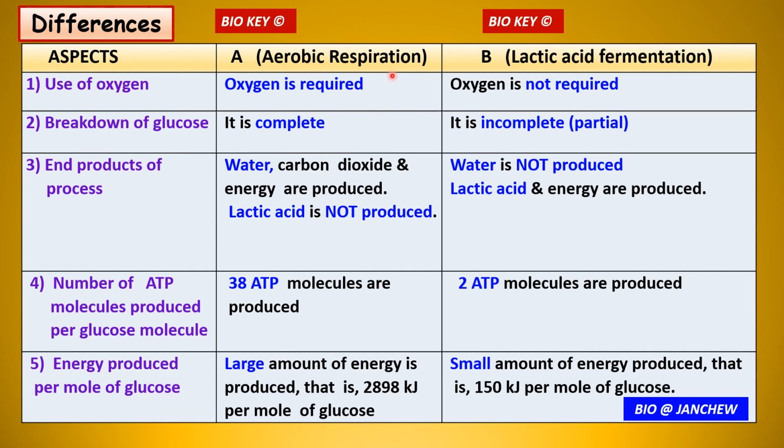Okay? Next, we just write down our BioKey acronym, right, before we start, so that the comparison is very clear, right? So remember that for B is lactic acid fermentation and not alcohol fermentation, because that's for yeast. Alcohol fermentation is for yeast.